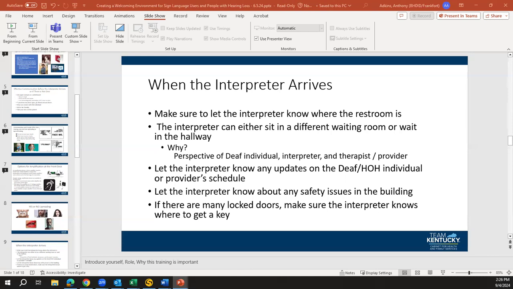Another option is also dependent on the interpreter and the social worker that you're meeting with, the therapist. They need to know any updates from the past meeting, or if there are any new changes that they may need to be mindful of. If there is a change in the interpreter's schedule or provider schedule, like running behind or anything, let them know. If there are any safety issues going on in the building, if there's been a crisis or something, let the interpreter know so that they're not put into a dangerous situation.